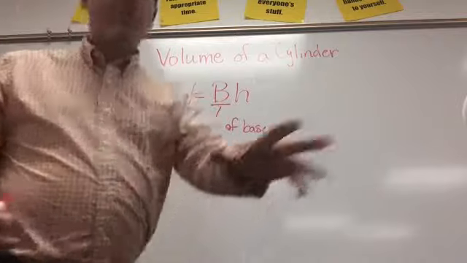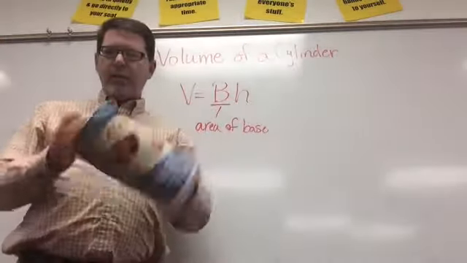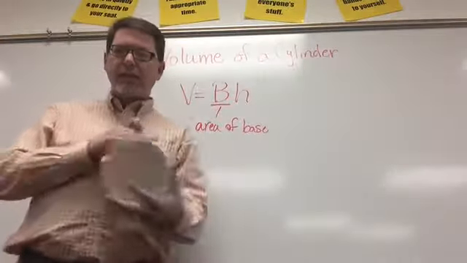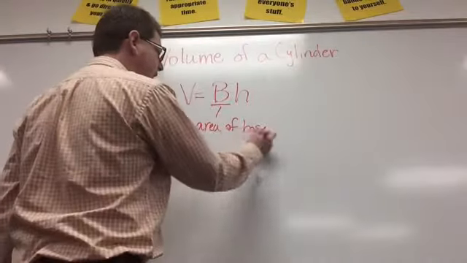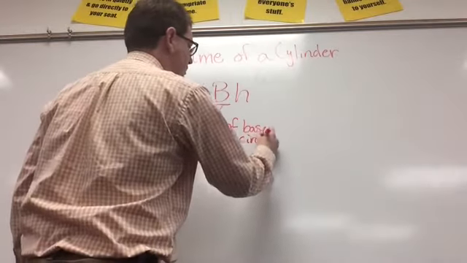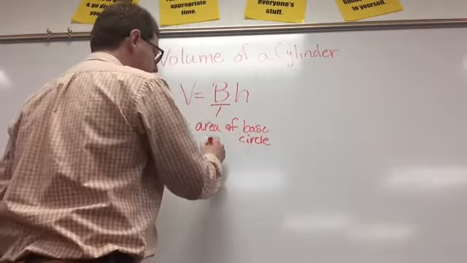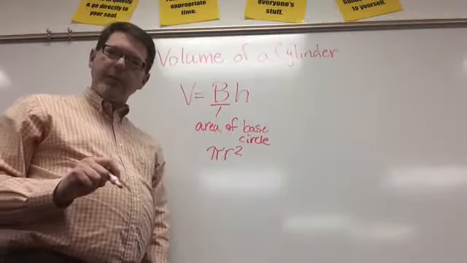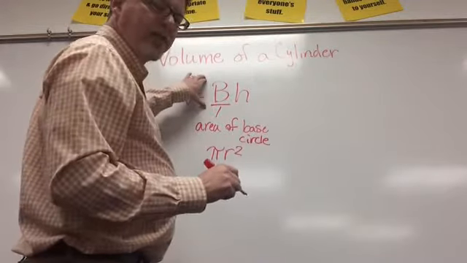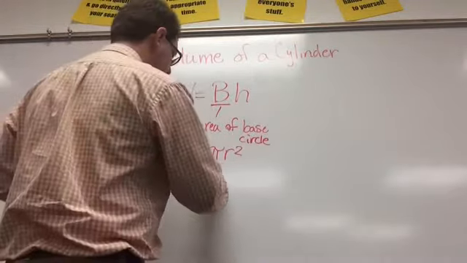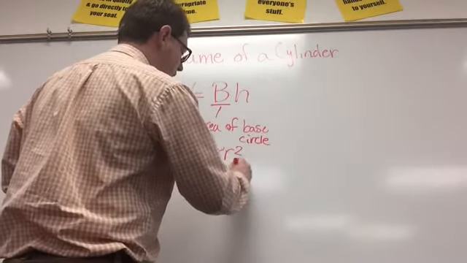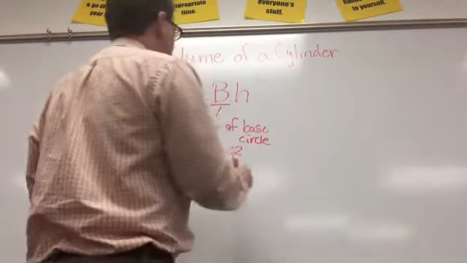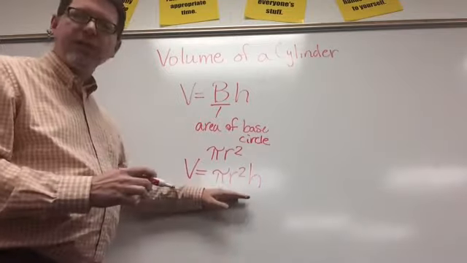Now, we know from looking at this cylinder that the base is a circle. Okay? So in this case, to find the area of a circle, that formula is pi r squared. So we could rewrite this volume formula as V equals pi r squared h for a cylinder. This only works for the cylinder.